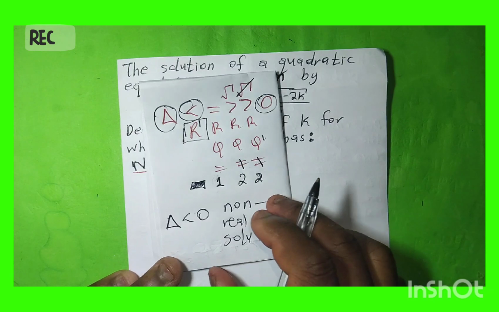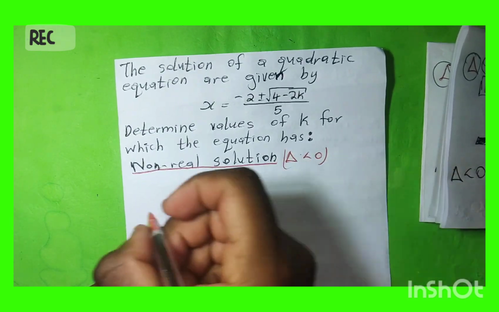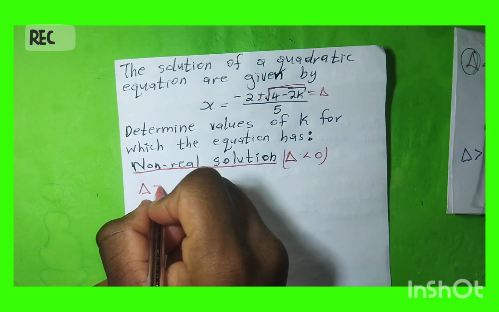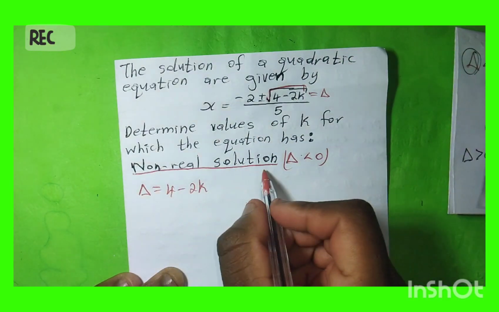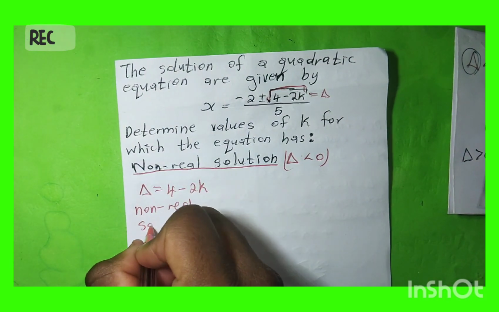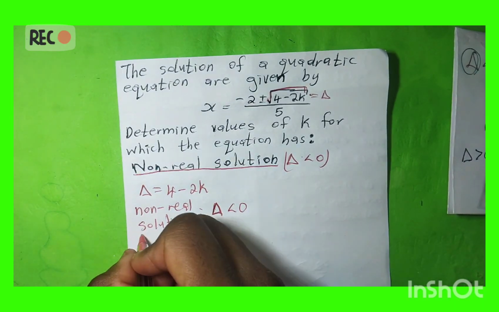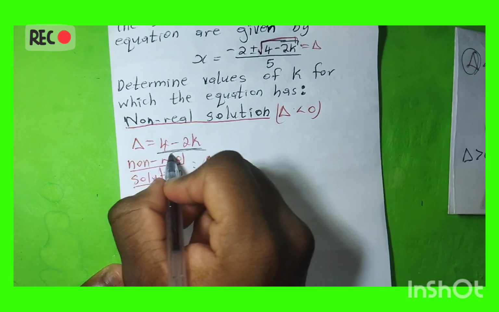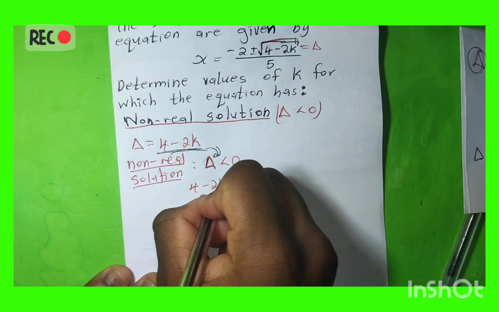Do you see? So now I know that it's when this is less than 0. My delta is the one inside the bracket, which is 4 minus 2k. That's all of this. It represents delta. And I need the values of k whereby we get non-real solutions, meaning where delta is less than 0. Now I can substitute where there is delta, I put that expression, so that I will manage to solve for my k value.